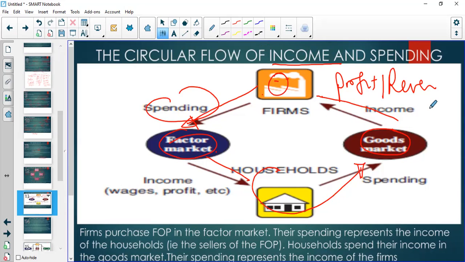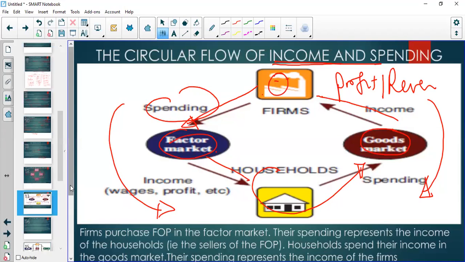So the circular flow of goods and services is clockwise. The circular flow of income and spending is anti-clockwise. It goes in the reverse. Where goods come from, that's where the income goes. Where factors of production come from, that's where the income goes.